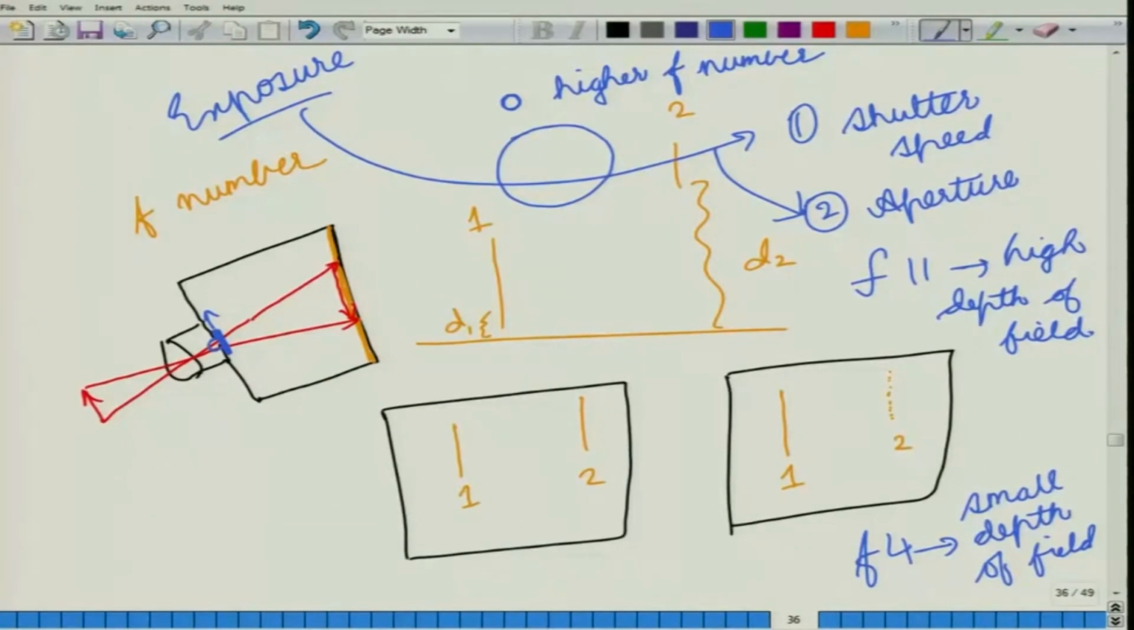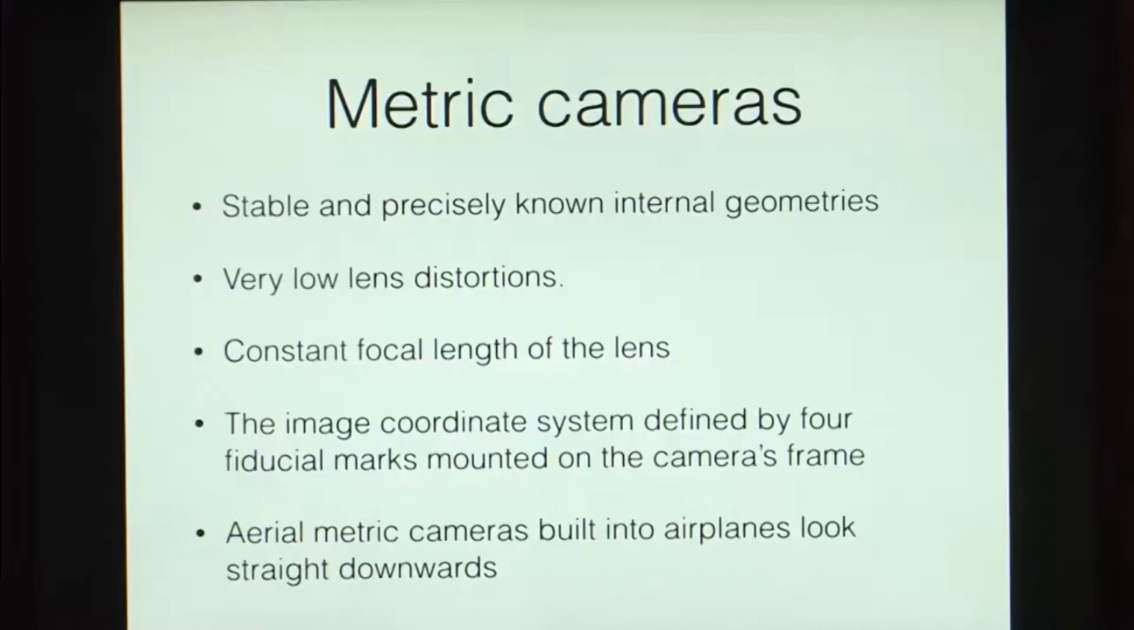So, if we want to take photographs for the case of photogrammetry, we need to use something that is known as metric cameras. Now, what are metric cameras? If you look at the slide now, metric cameras are cameras that have stable and precisely known internal geometries. So, if we use a metric camera, we know exactly how much is the distance of the film from the lens, how much is the distance of the lens from the hole, and so on.